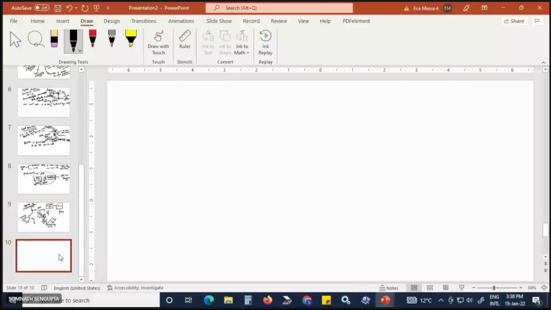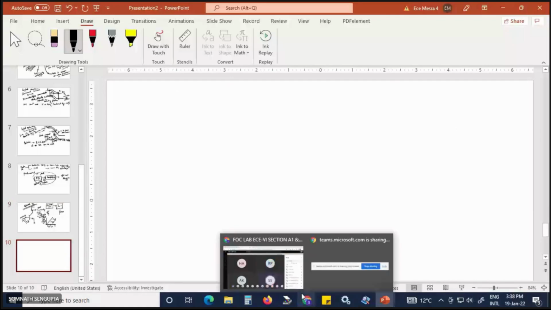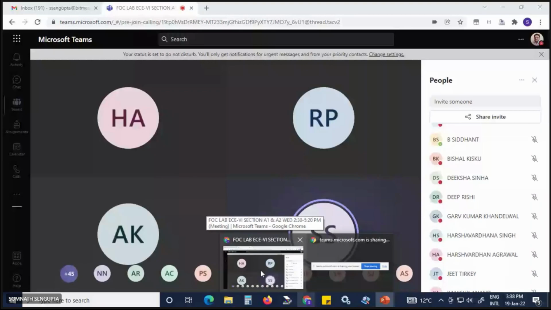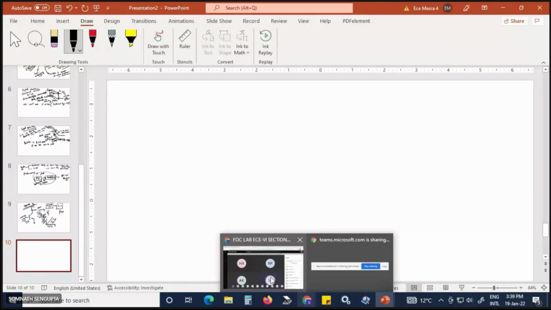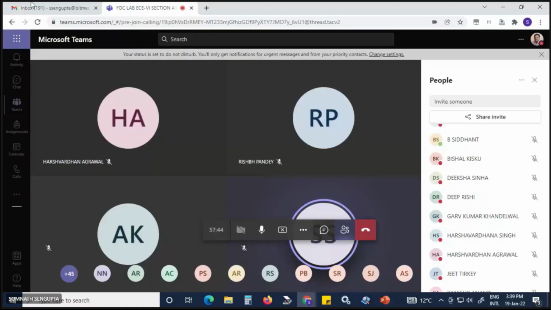Now, this is all related to light source and detector. Anything you want to know about this light source and detector? Sir, there may be a time delay in between, no?